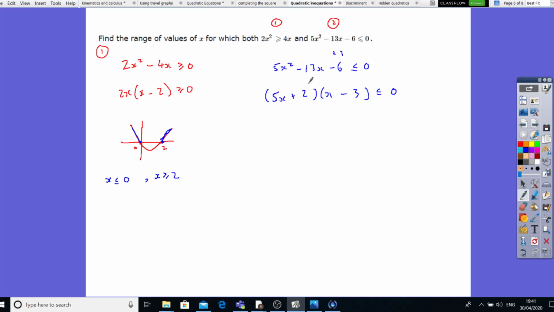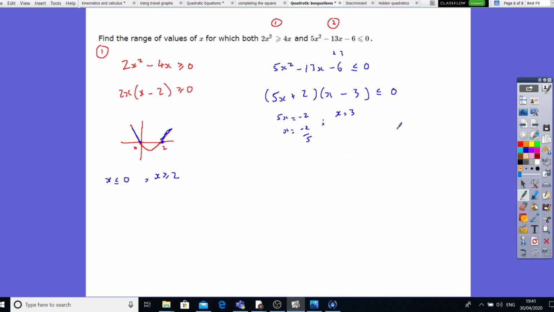Let's just double check this. 5x times x is 5x squared. That's going to give me minus 15x plus 2x minus 13. Yeah, so that's factorized. And we'll get the roots where we've got x is equal to 3 here, and 5x equals minus 2. So x equals minus 2 over 5.